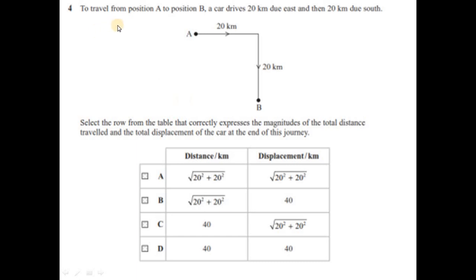Question number 4. To travel from position A to position B, a car drives 20 km due east and then 20 km due south. Select the row from the table that correctly expresses the magnitude of the total distance travelled and the total displacement. So remember, distance is a scalar quantity. So you just need to add the numbers that define distances. So 20 and 20. So your distance must be 40 kilometers.